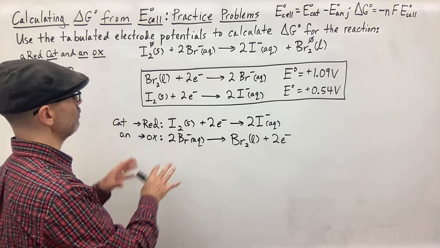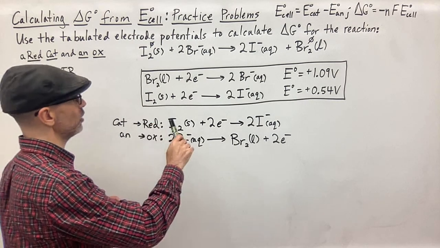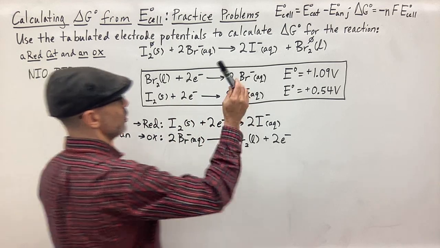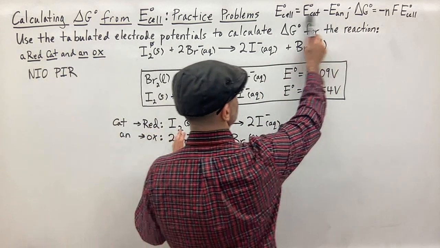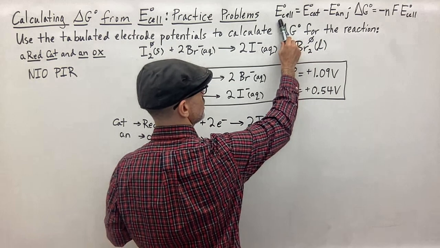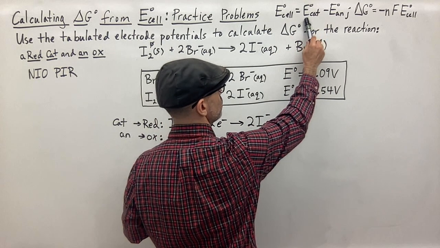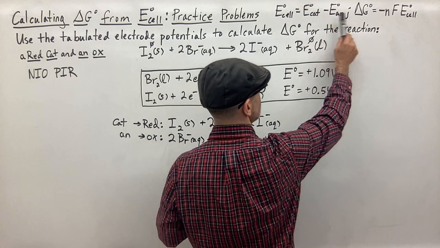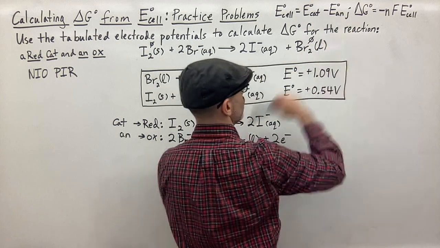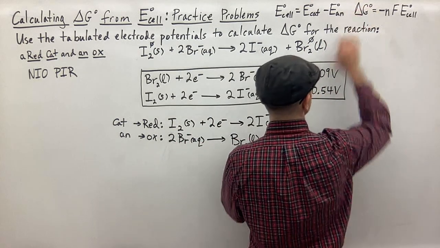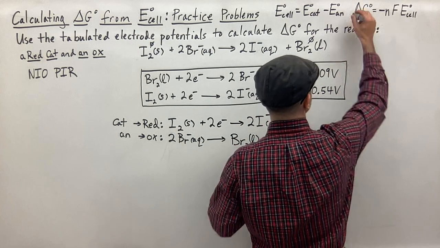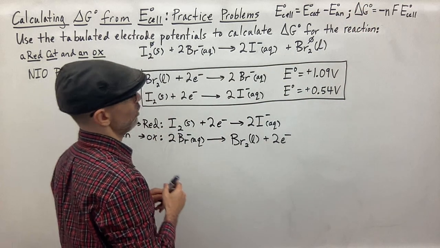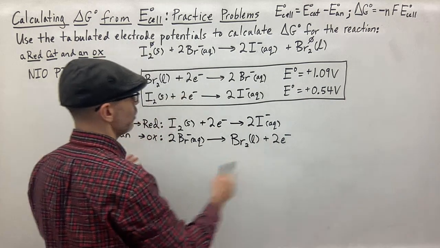Okay, so we got everything set up. So now there's two things we can do. We can use this equation here, that the standard cell potential is equal to the electrode potential at the cathode minus the electrode potential at the anode. This looks like a J. It's not a J, it's a semicolon. I don't know if that looks any better. All right, so we can plug that in.